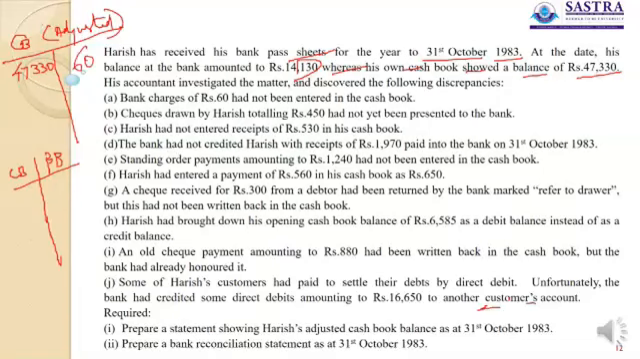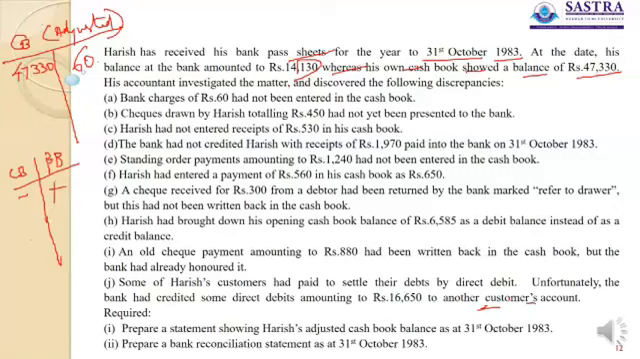Then checks drawn by Harish totaling rupees 450 had not yet been presented to the bank. Harish drew checks on some others, but whom it is issued to, they did not take those checks and remit them in their bank account for payment. So that payment decreases the cash book's balance, and the amount not yet presented for payment in the bank increases the passbook balance.